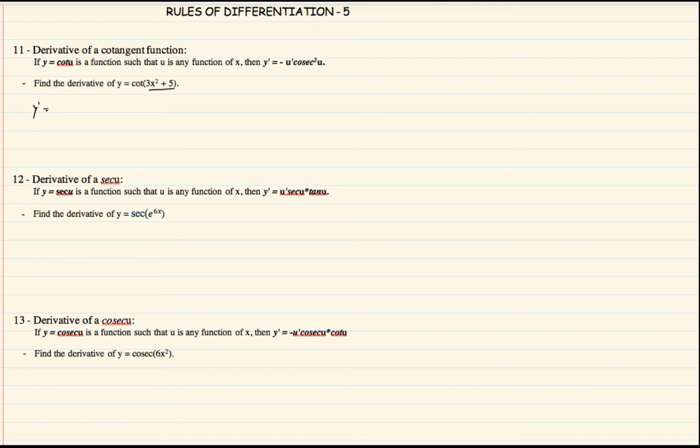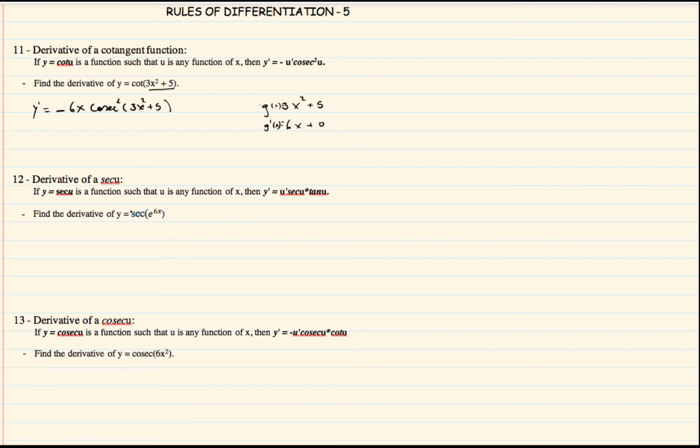So y dash is equal to, again this is the power rule, power of x. To differentiate this, this is 3x squared plus 5. So what we have now is 6x plus 0. This we can call g dash of x. So this is the derivative of the argument. So we make minus derivative of the argument 6x multiplied by cosec square of the original argument 3x squared plus 5.